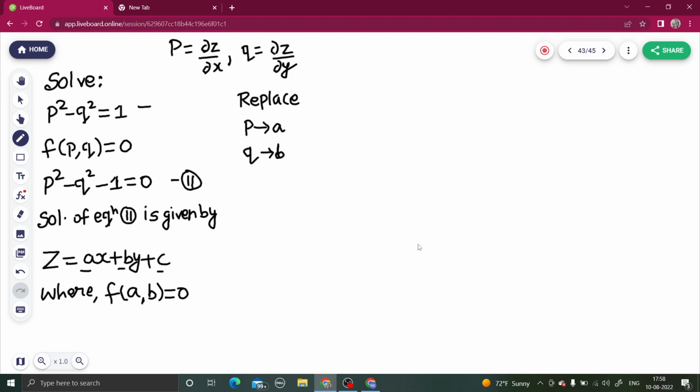Okay, so this is your equation number 1. So from equation number 1, if you see, what will now equation number 1 become? When you replace P by A, it becomes A square minus B square minus 1. Or from equation number 2, to be more precise, because this is the standard form. So A square minus B square minus 1 equals to 0. And let's name this as equation number 3.